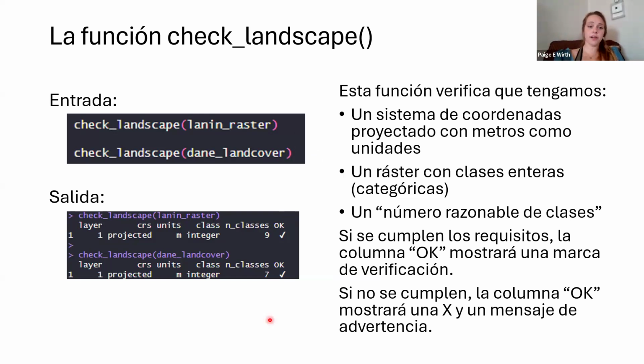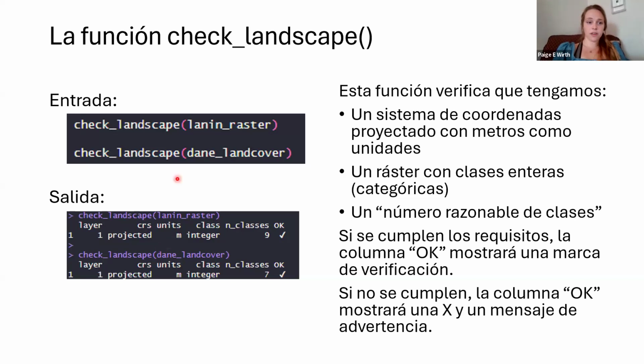So it shows you what it was checking for. This function wants to make sure that you have a coordinate reference system that is projected. So that's this part here. Both of our rasters use Universal Transverse Mercator, or UTM, which is a projected coordinate system. So we're good to go with both of them.